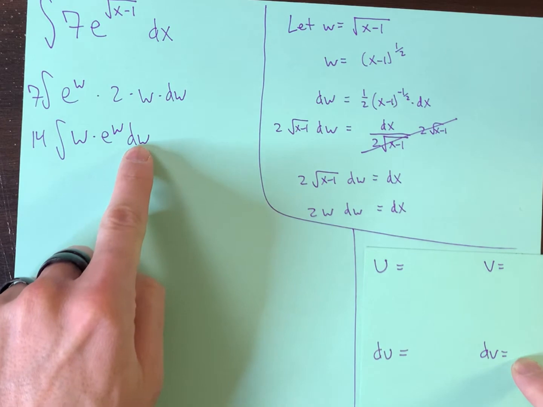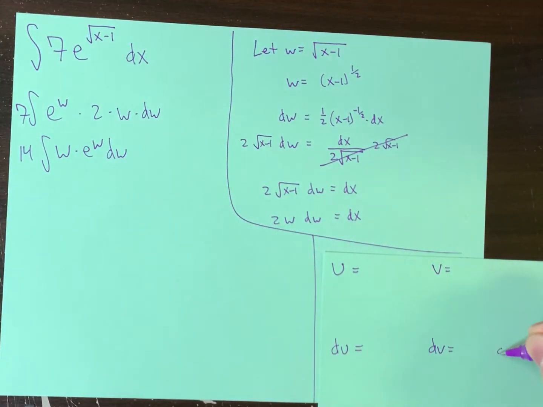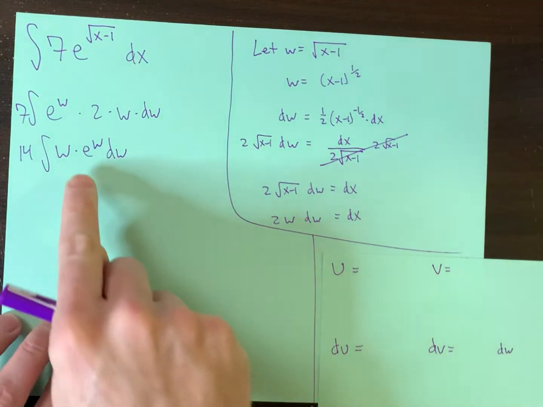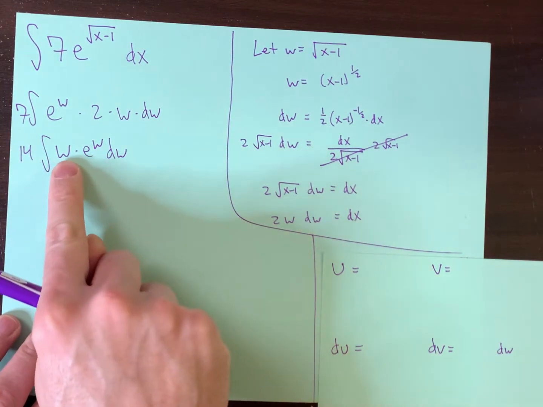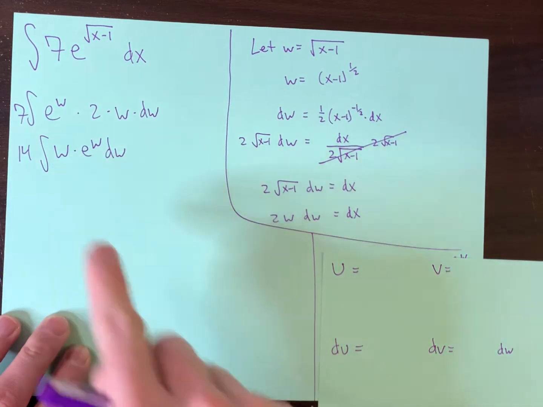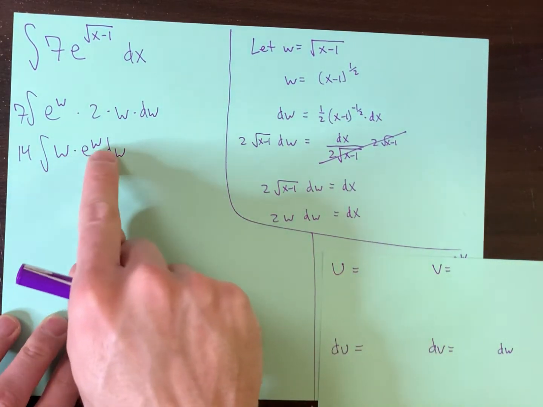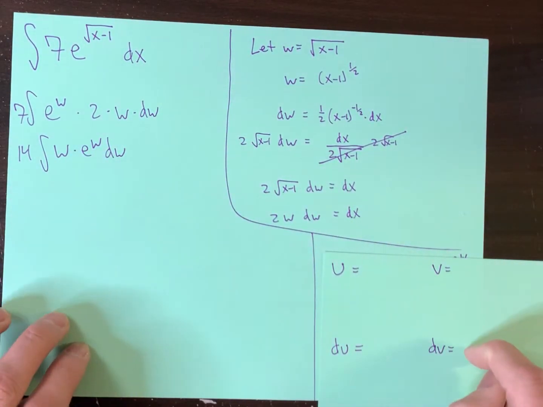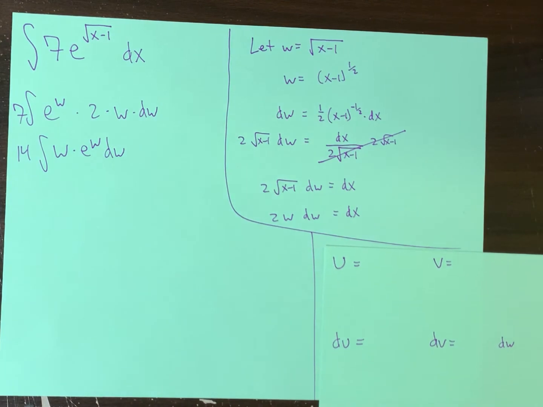Now the dw is always going to be part of the dv, so I'll just put that in the back. It's just a question of these two pieces. That's a function and that's a function. Which of these two is going to go for u and which one is going to go in for dv? That is always the decision that we have to make.